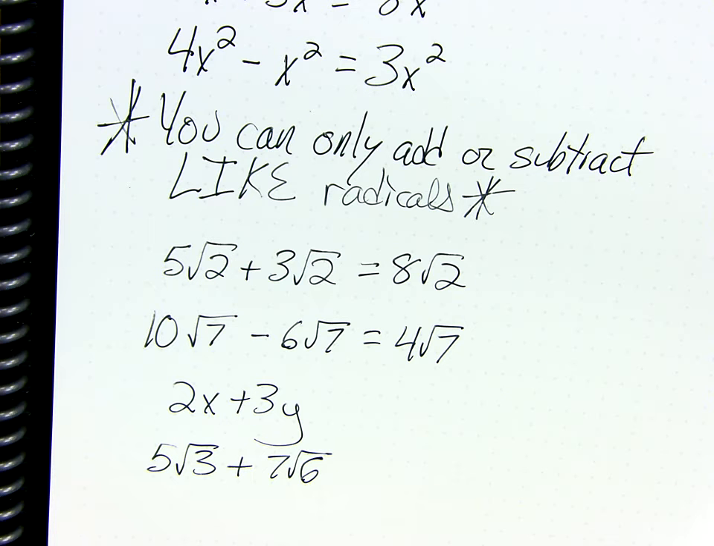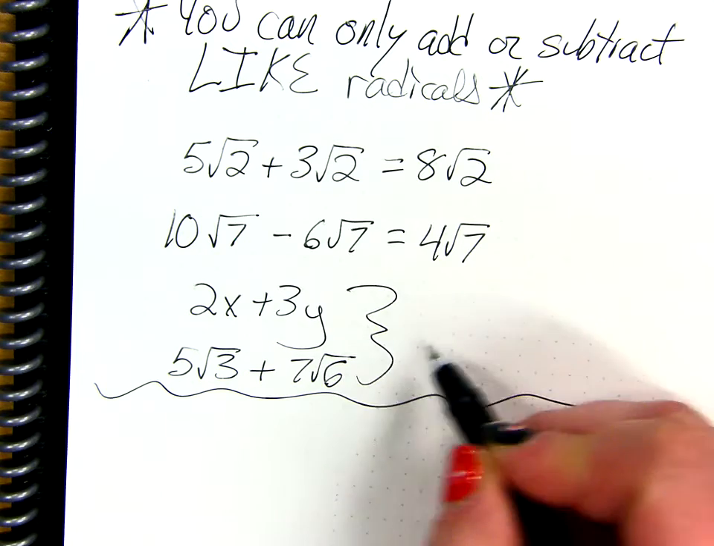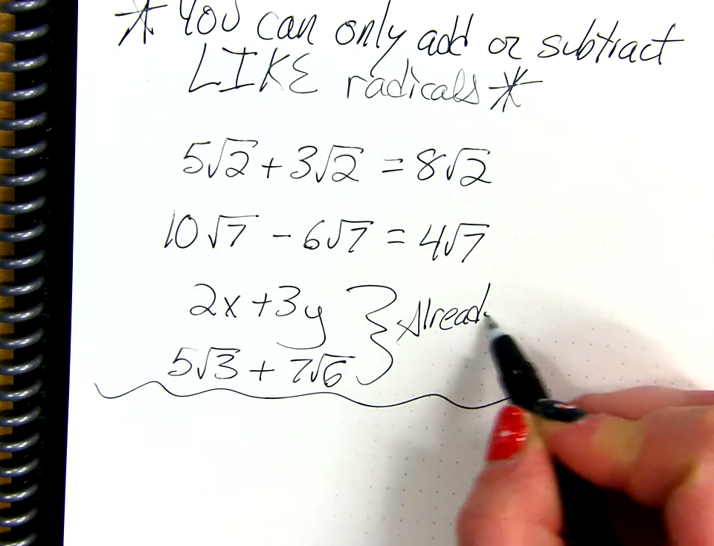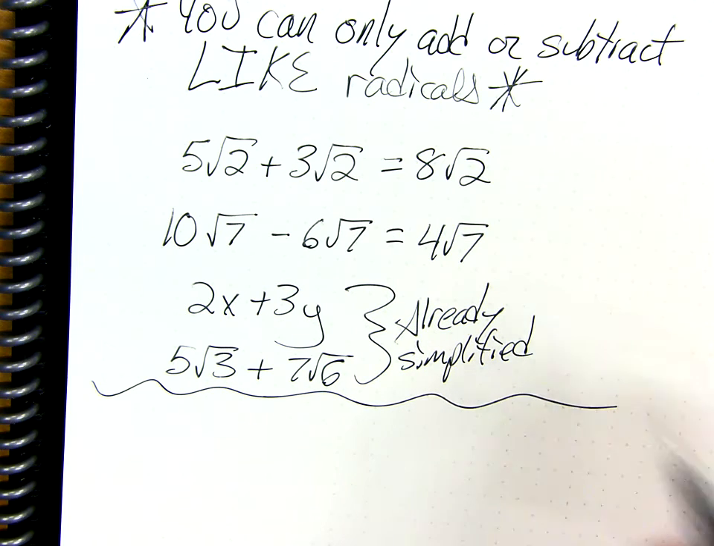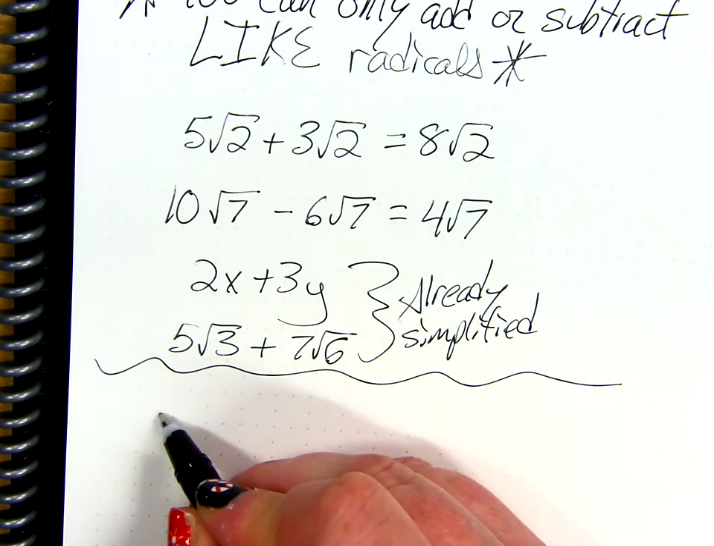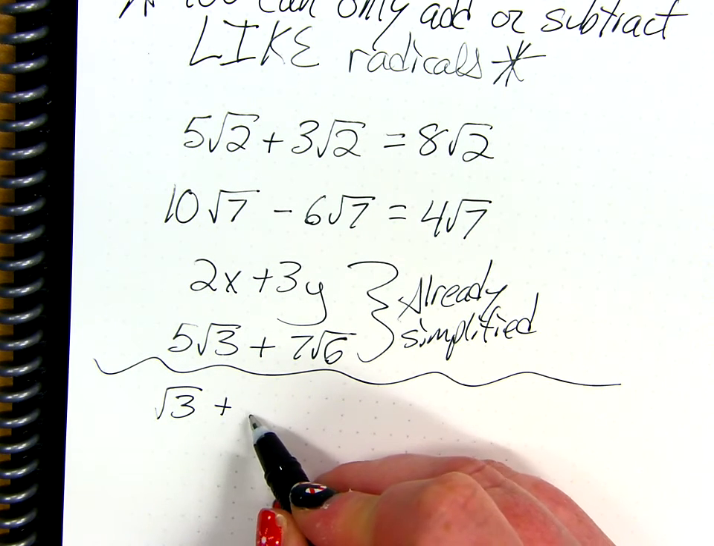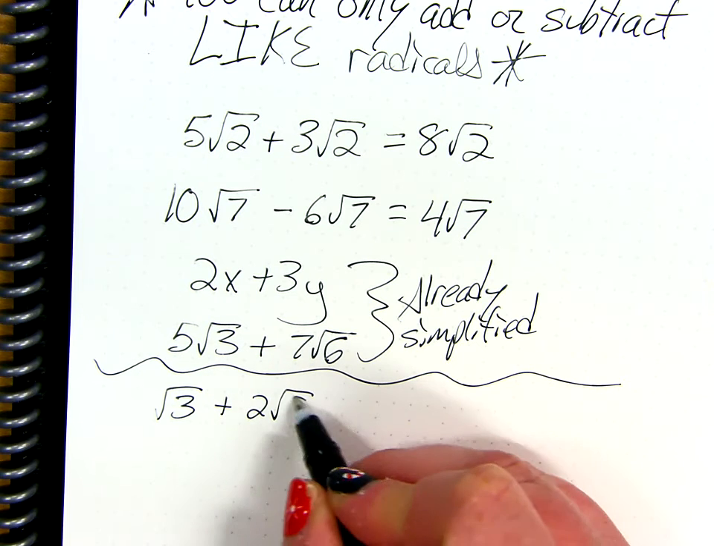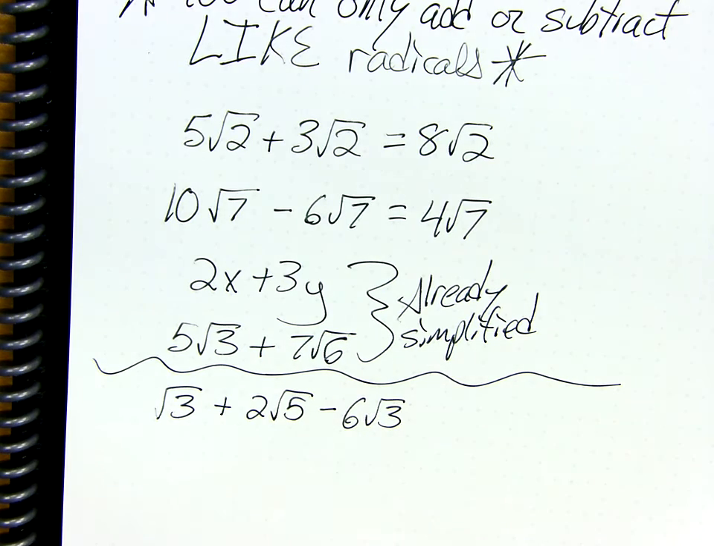Does that make sense? Okay, so let's try this. Well, let's just add. These are already simplified. Nothing else I can do there, because they're not like terms or like radicals. Okay, so let's just try something like this. What do you think the square root of 3 plus 2 square root of 5 minus 6 square root of 3? What do you think that would get me?